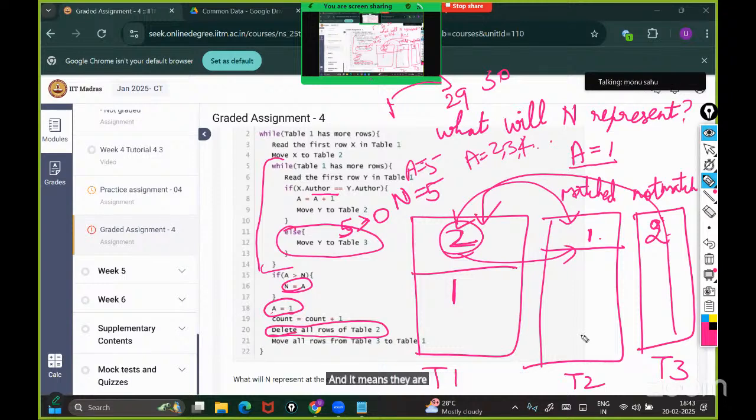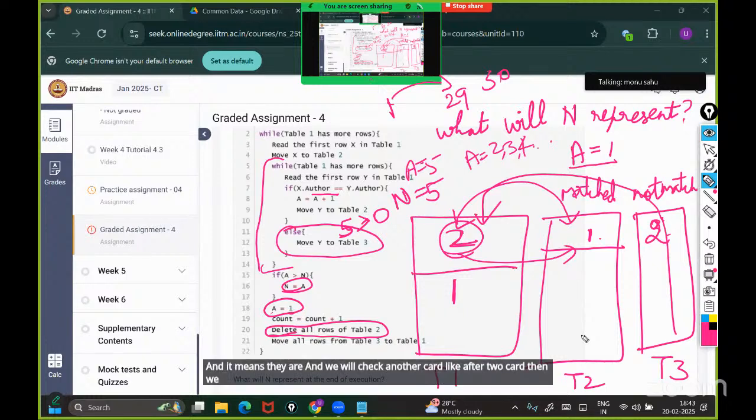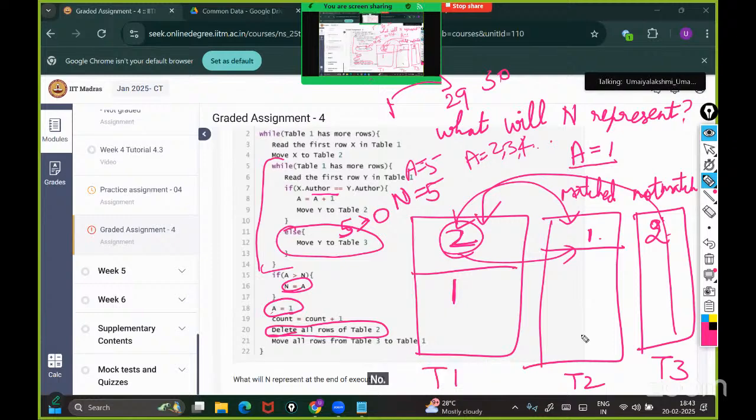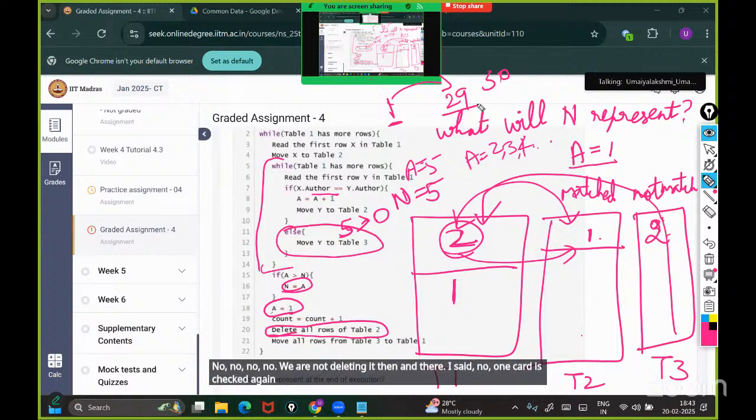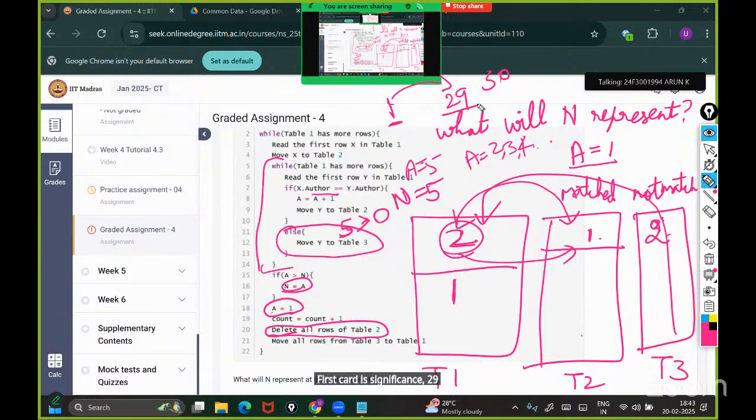When we check another card, like after 2 cards, then we will delete. No, we are not deleting it then and there. One card is checked against 29 cards. The first card is checked against the 29 cards first, and the table 1 is empty.